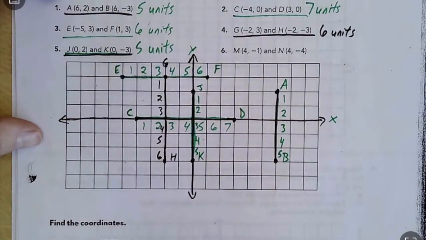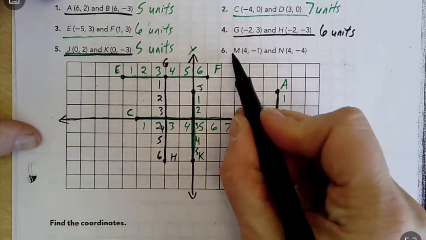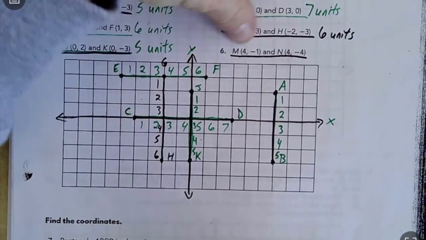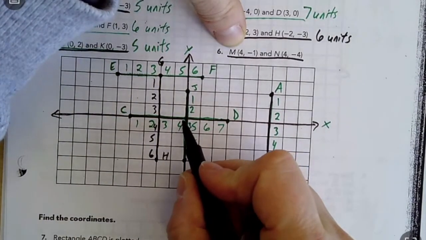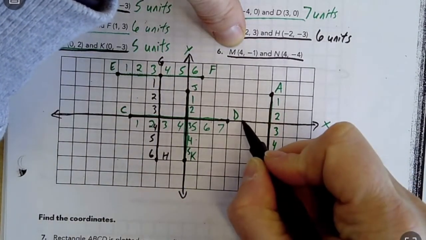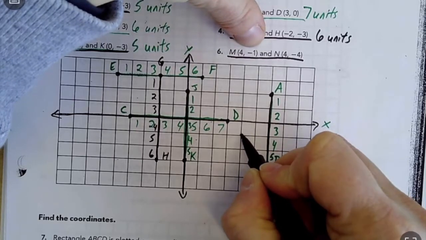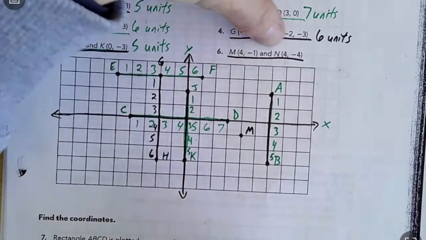And then M and N, I'll go ahead and do that one. Different color here. 4, 1, meaning I start at the origin. 1, 2, 3, 4. Down 1, that's M. N is 4.